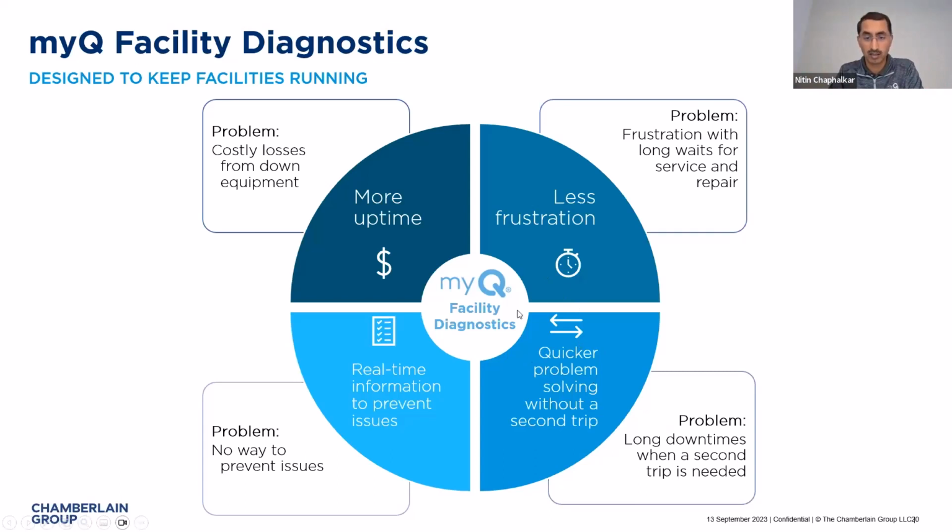It's quicker problem solving because of no or reduced second trips, and also real-time information to prevent issues, which means that the user can also see that, hey, I'm using door number 2 much more, so I can either use other doors and spread the load, or I can maintain door number 2 more frequently, and then solve the problem.